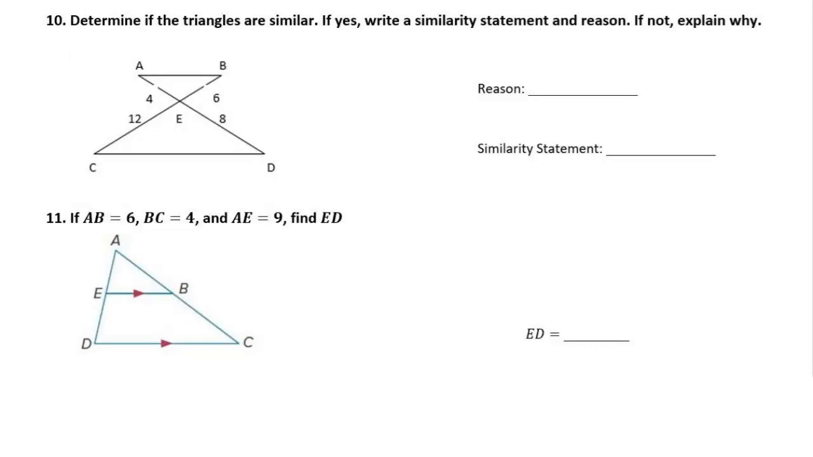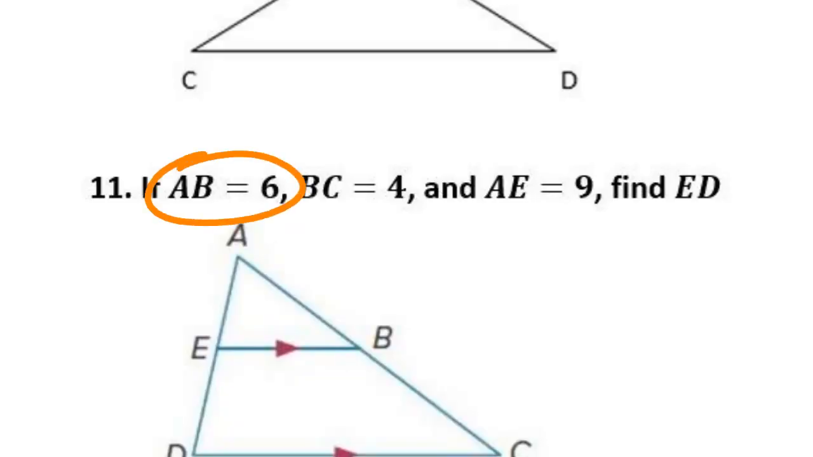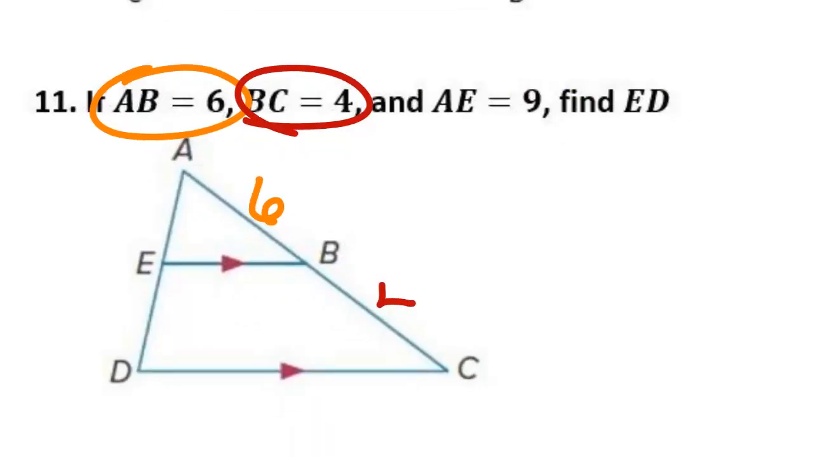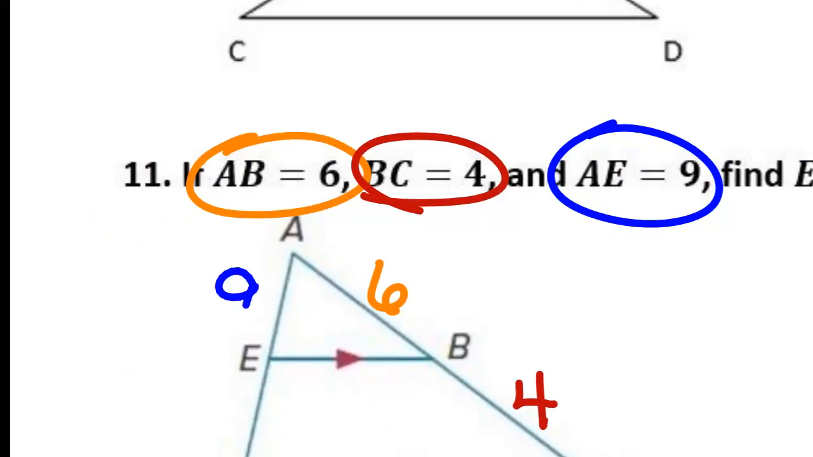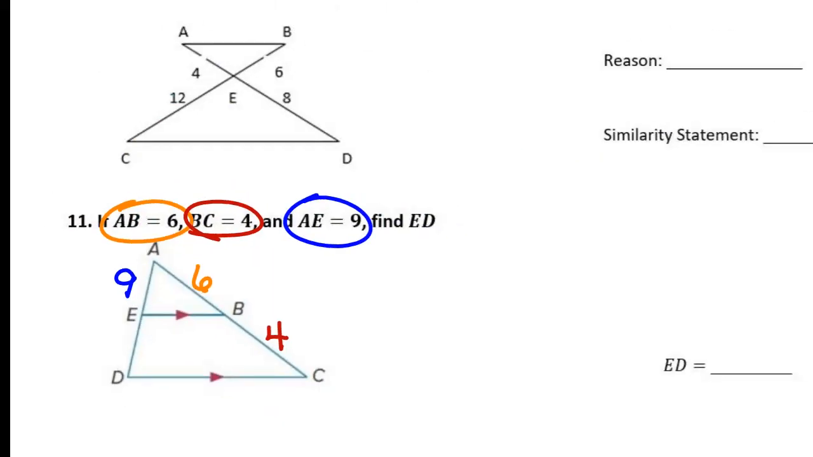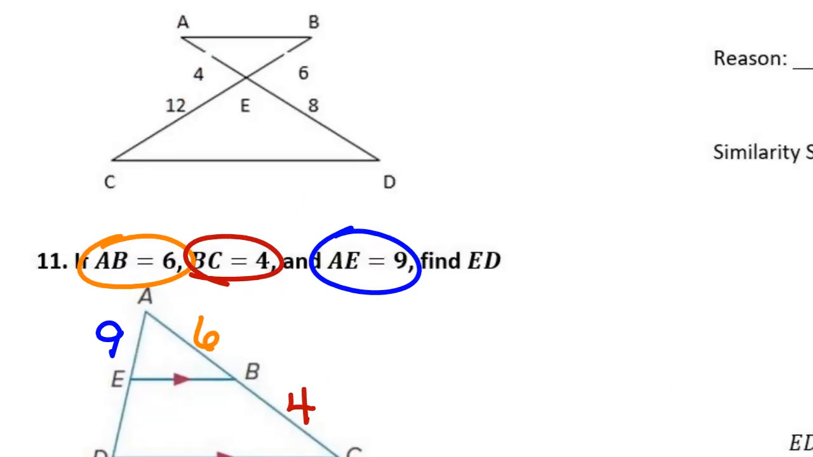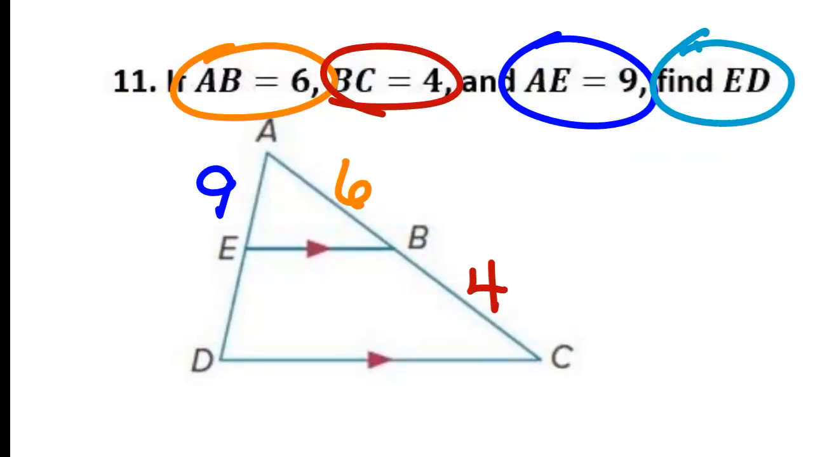All right, question number 11. If AB equals 6, BC equals 4, and AE equals 9, find ED. You guys okay if we call ED x? So I'm going to put the x right there.